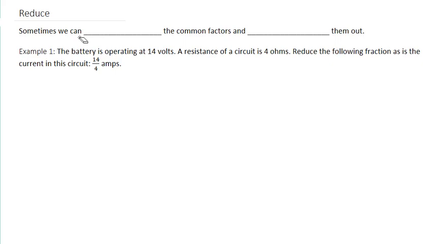Reduce. Sometimes we can see the common factors and divide them out. So let's look at an example. Example 1, the battery is operating at 14 volts. A resistance of the circuit is 4 ohms. Reduce the following fraction as the current in this circuit.